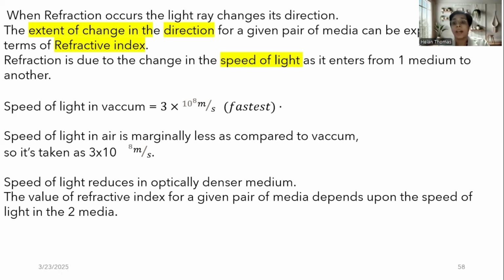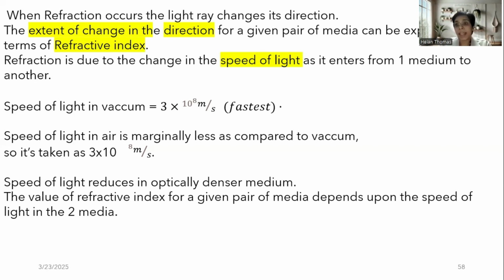allow the light to easily pass through. So the extent of the change in the direction of the path for a given pair of media is expressed as the refractive index. And refraction, as we said, is because of the speed of light.